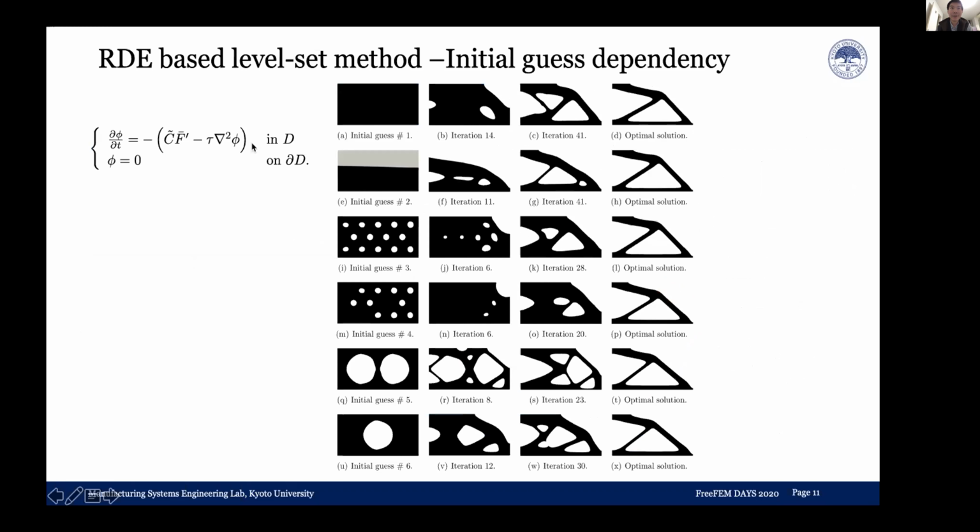Since we use the topological sensitivity to update the shape, in our method, new holes can be generated, combined, removed, and deformed freely during the iterations. So from this figure, we start from different initial shapes, but finally we can get a practically identical solution.